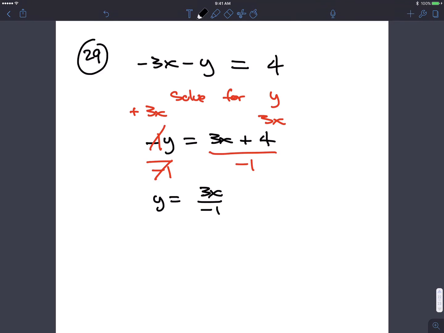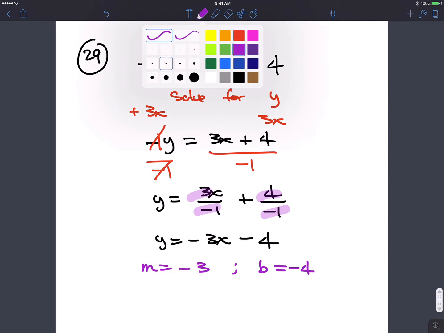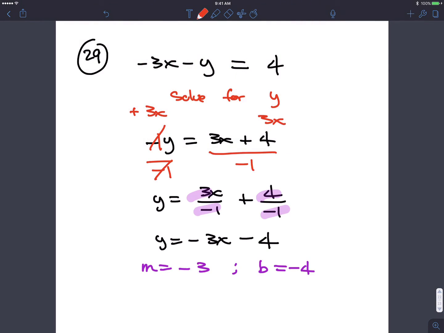Y is 3x divided by negative 1, plus 4 divided by negative 1. And now let's focus on the fractions here. 3 divided by negative 1 gives us negative 3. And then we have a 4 divided by negative 1, and that gives us simply negative 4. Our slope here is negative 3. The y-intercept is negative 4. We have an integer for a slope, so we're going to divide by positive 1. Let's see what the graph looks like.